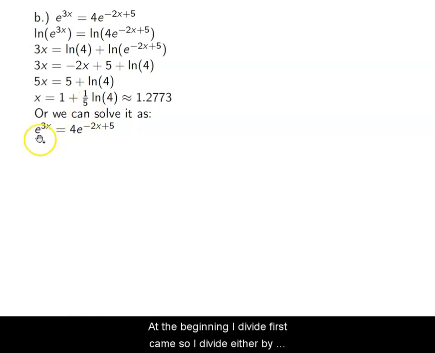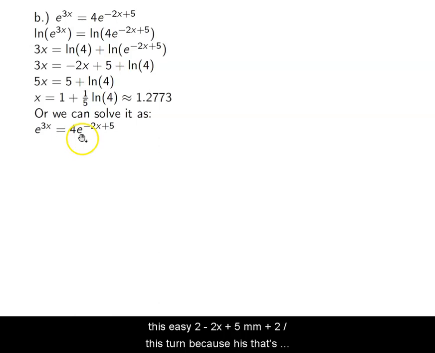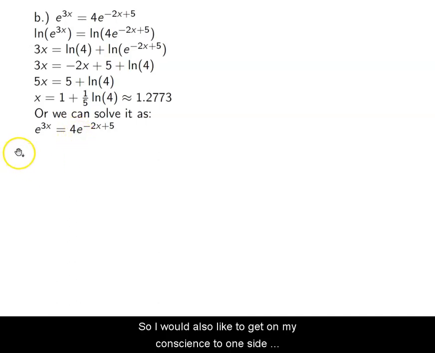Okay, so I divide either by e to the 3x on both sides, or I divide by this e to the negative 2x plus 5 on both sides. It'll be easier to divide by this term because there's less going on. I also want to divide by 4. So notice that if I divide by e to the 3x on both sides, this will turn into 1. So I would also like to get all my constants to one side, right? And everything with an exponent on the other.